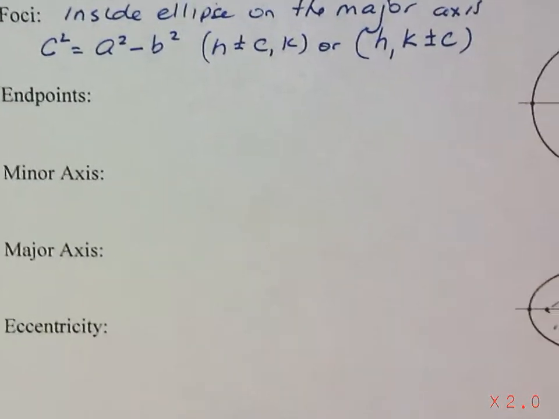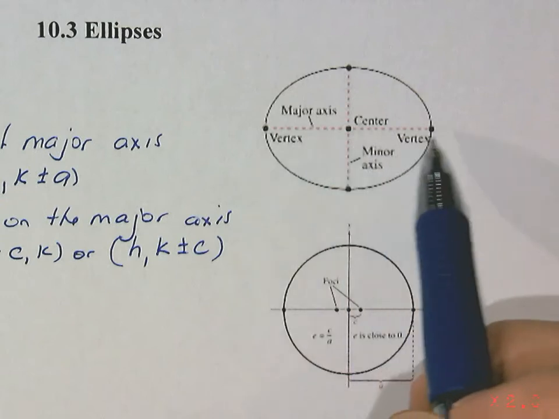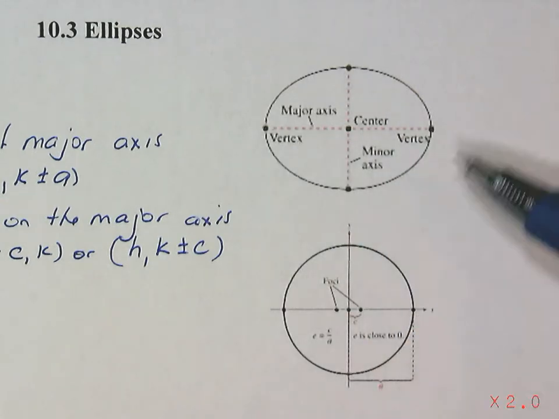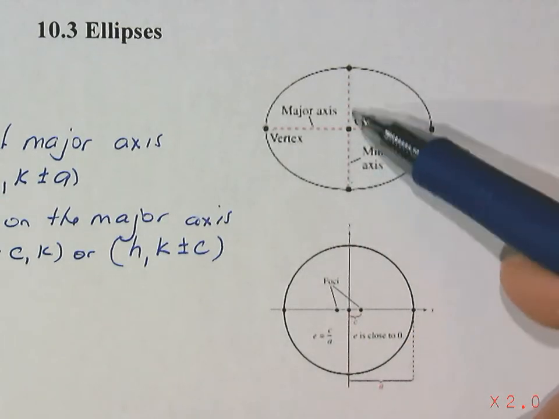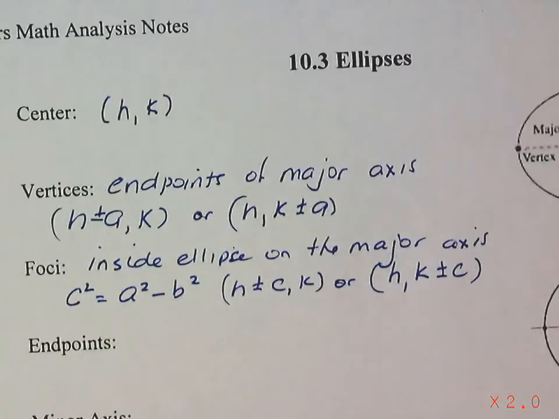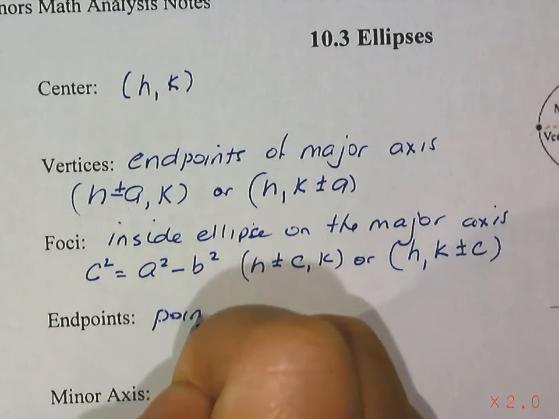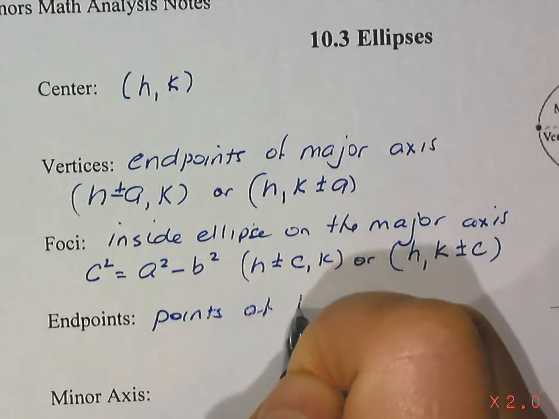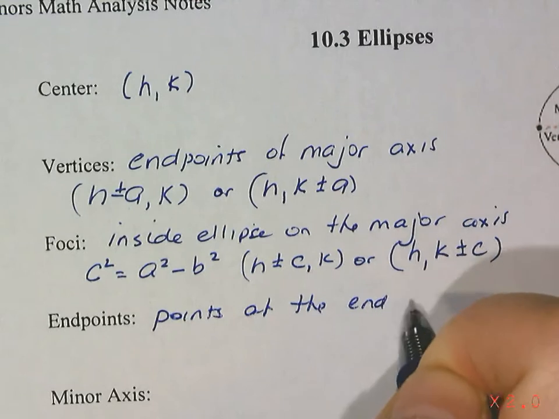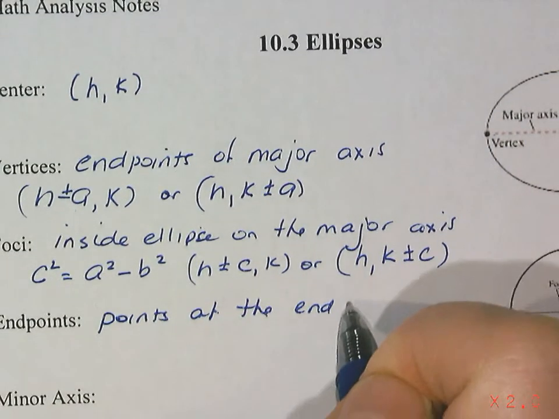Sometimes we refer to just what are called the endpoints. So the endpoints of the major axis are these vertices. The minor axis endpoints don't have a special name. So the endpoints are just the points at the ends of the major and minor axis.